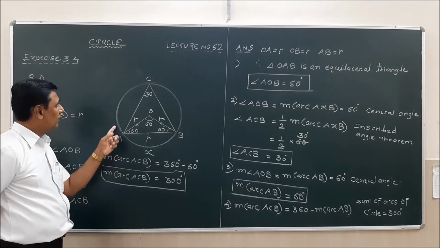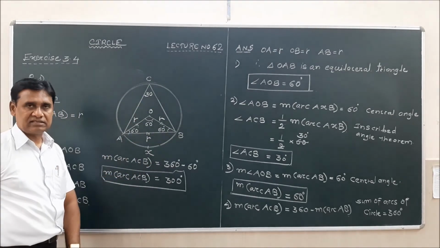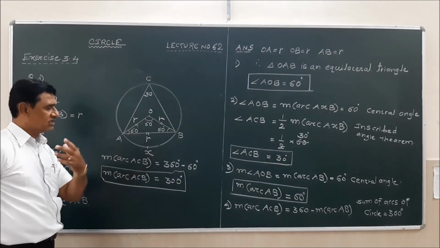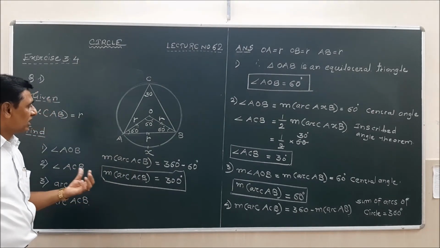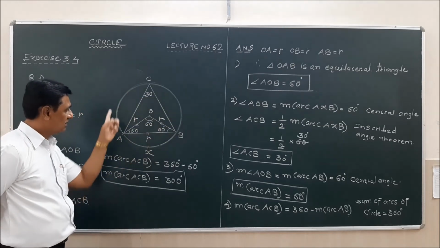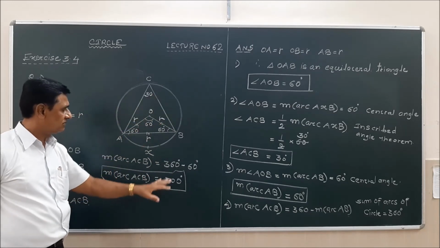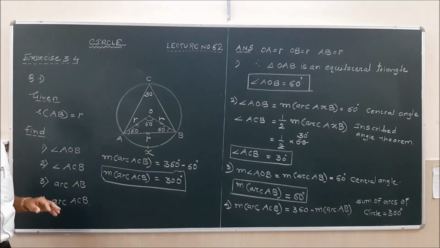Then next to that, AXB plus ACB is 360. But since we know AXB is 60, 360 minus this 60 will give us ACB as 300. That's all.